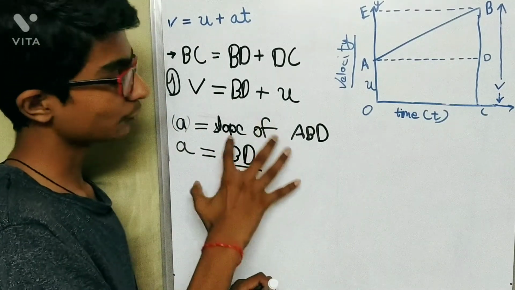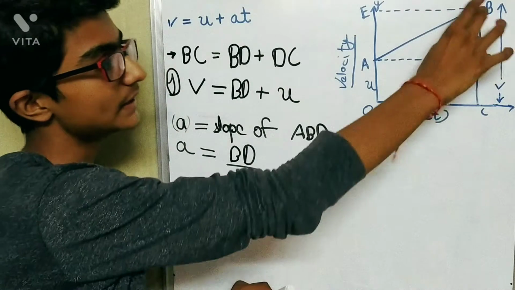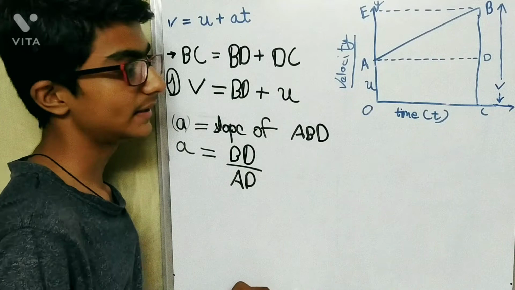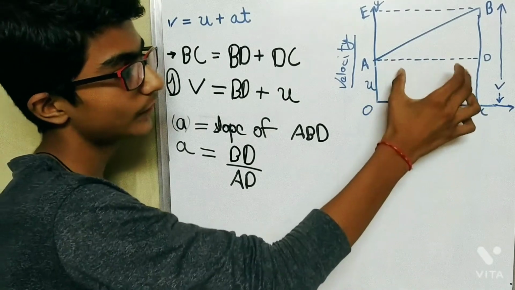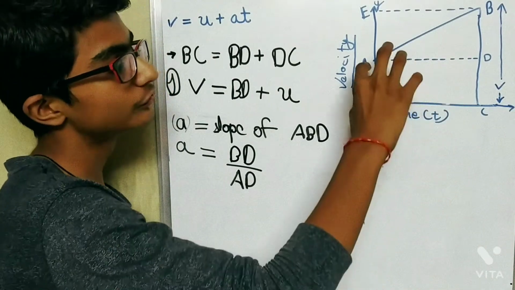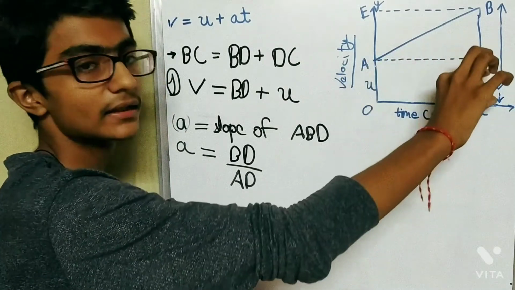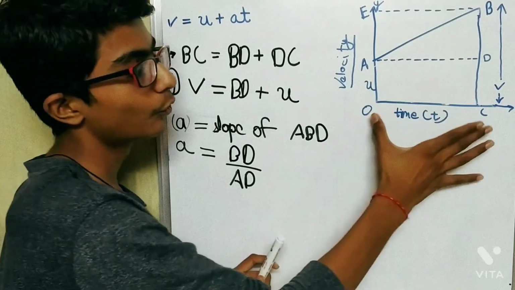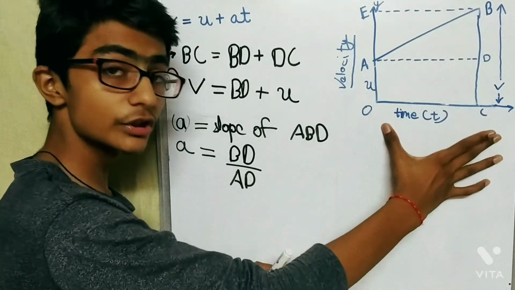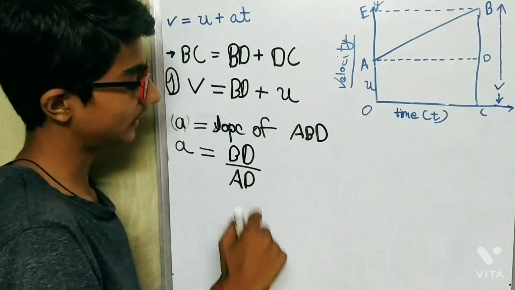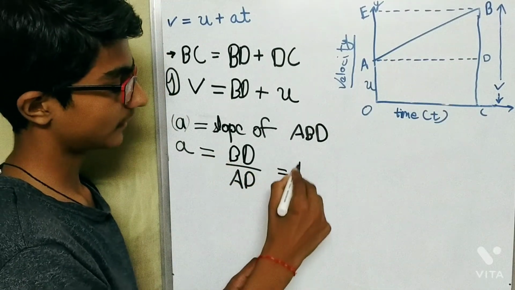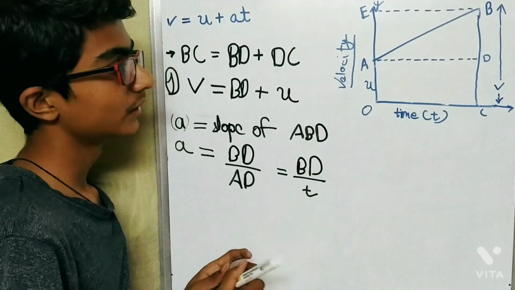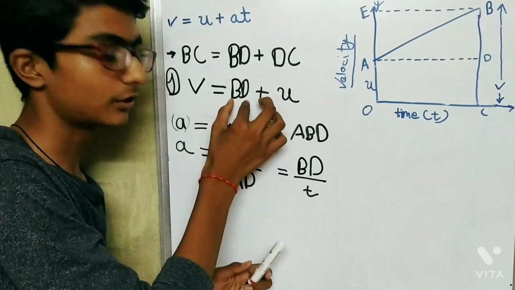So now moving forward, the slope of ABD is BD upon AD. Now what is AD? See, OC is time, so AD will be time itself, because opposite sides of a rectangle are equal. OC is time and AD is opposite to OC, that's why AD will also be time. So here we can write it as BD upon t. Now we have to find BD itself.